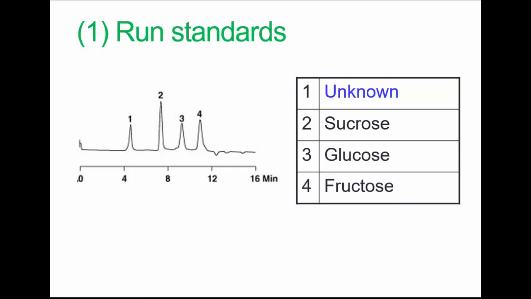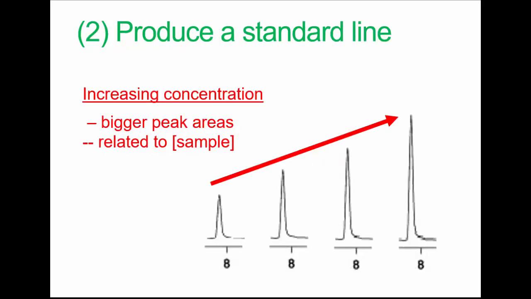So we've got standards of sucrose, fructose, and glucose. There's peak 1, which we don't know what it is. Maybe sugar, maybe not sugar, but we don't have a standard for it, and we're probably not interested in it. Okay, so that tells us what will come out at what time under the conditions of running this particular HPLC experiment. We then produce a standard line, as we discussed already.